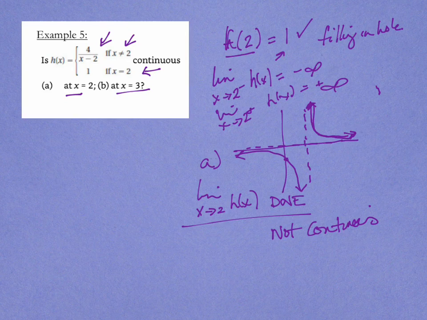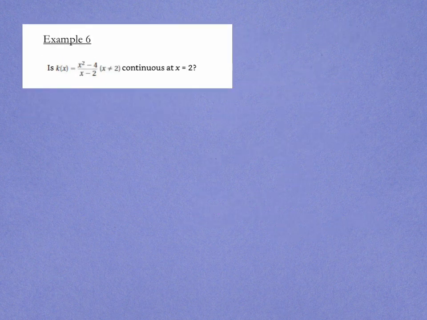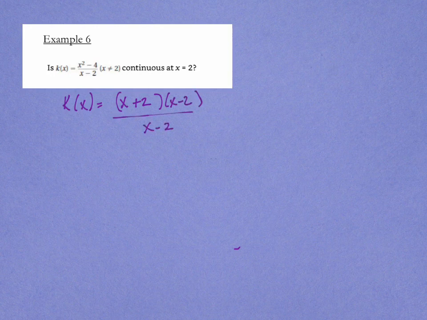Okay. You would want to check, though, to make sure, like, at 1, that it had a value or wasn't horizontal or something. Okay. We'll do one more. Example 6. Is k of x continuous at x equal 2? So let's look at this. First of all, it's not simplified. So it's x plus 2 times x minus 2 over x minus 2. So I see immediately that I have a hole at 2.